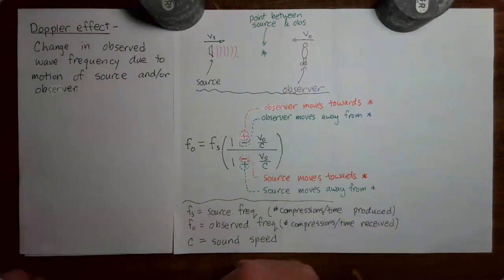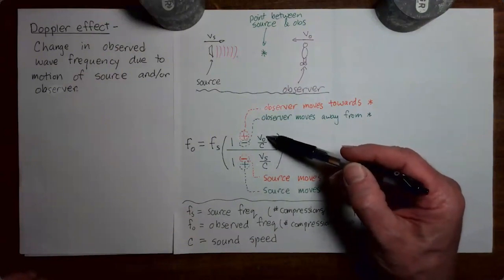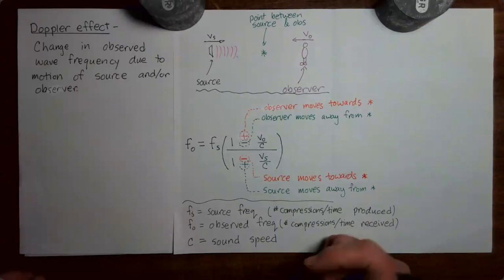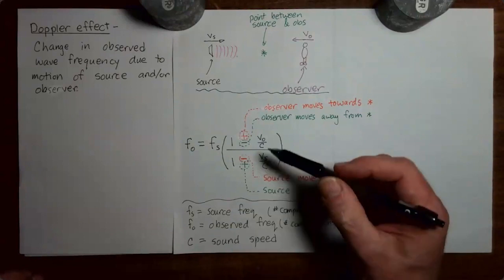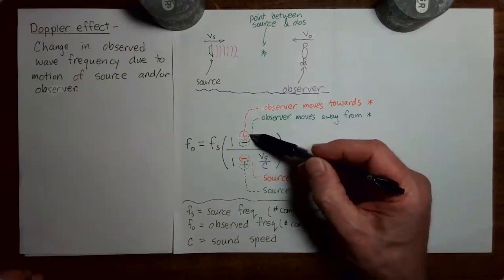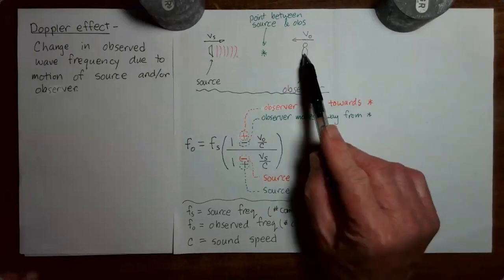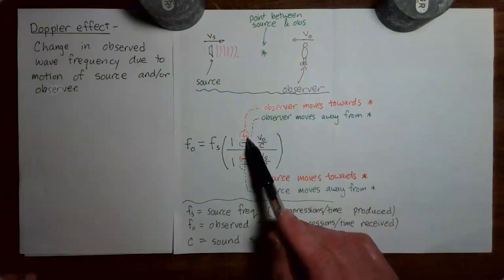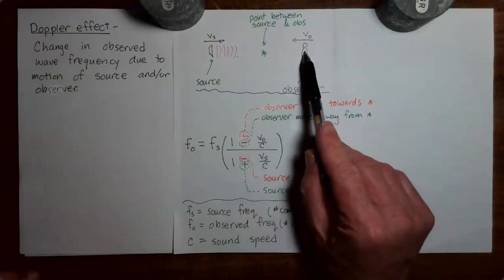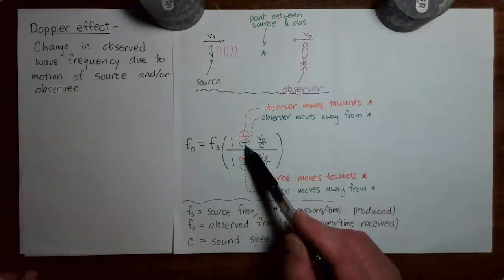Anyway, here's how we use the equation. Notice that in the numerator, I have the observer speed divided by the sound speed, and in front of that, I have a plus or minus notation. The idea here is that when we use the formula, we pick either the plus sign or the minus sign based on the motion of the observer. If the observer is moving towards that marked point, we pick the upper sign, the plus sign. If the observer is moving away from that marked point, we pick the lower sign, namely the minus sign.